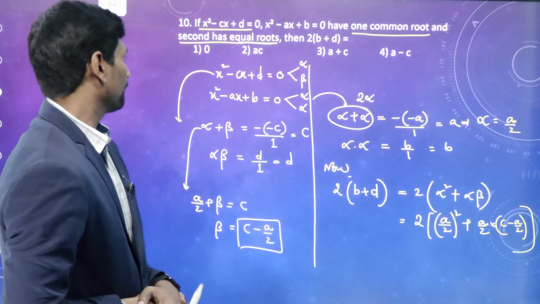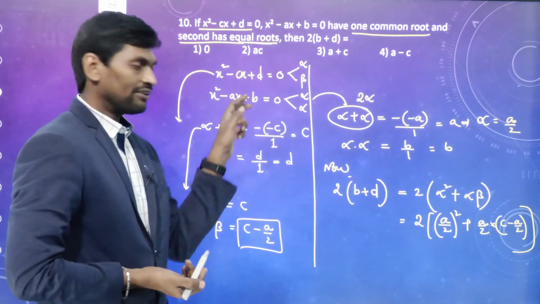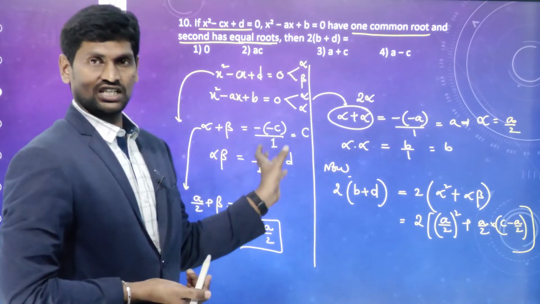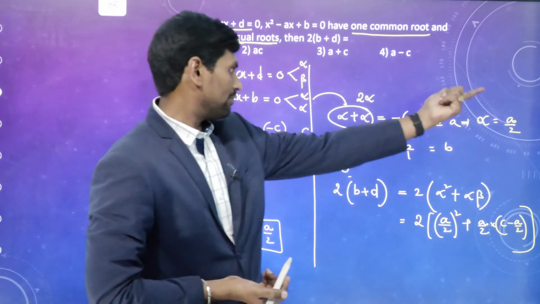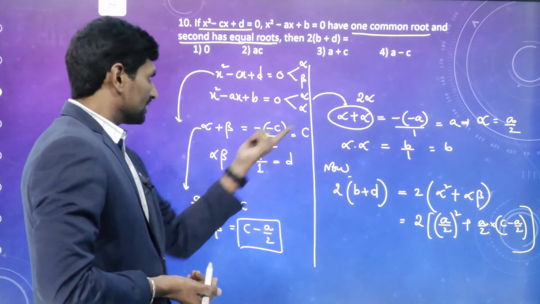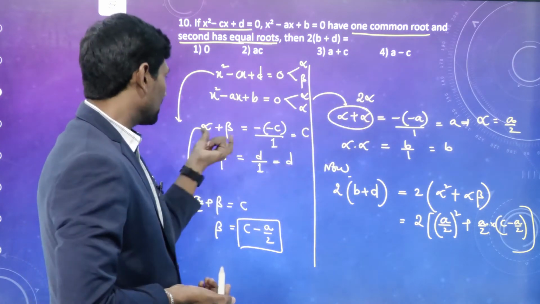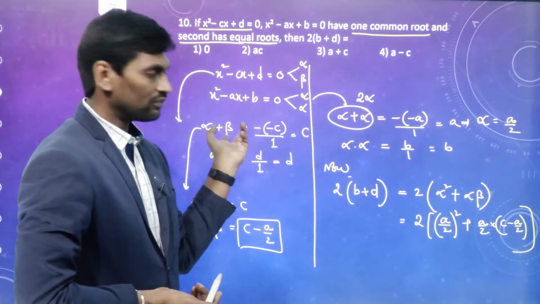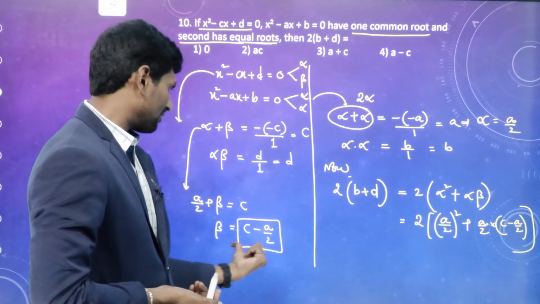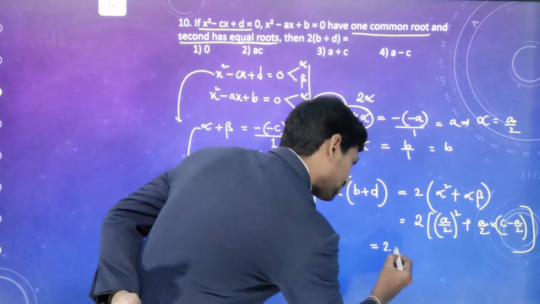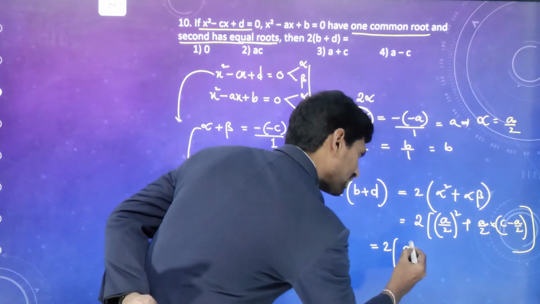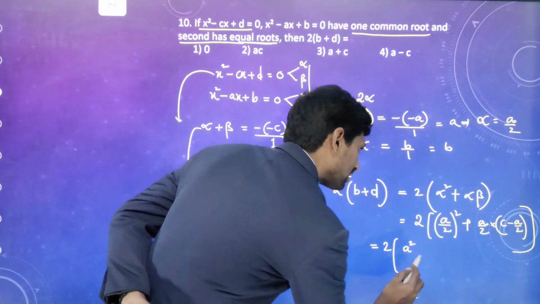Clear? From these conditions, I found sum of roots, product of roots. Second one also. From sum of roots, I can find the value of alpha, that is a by 2. And that alpha value substituting in the first equation, because both are having common factor. So from this, I can find beta value c minus a by 2. Let us simplify this. That is equals to 2 into a value is a square.